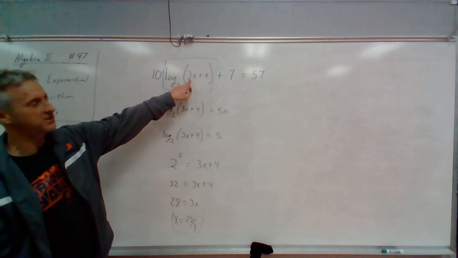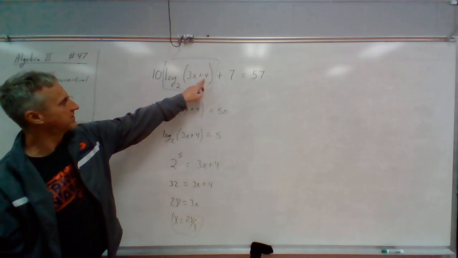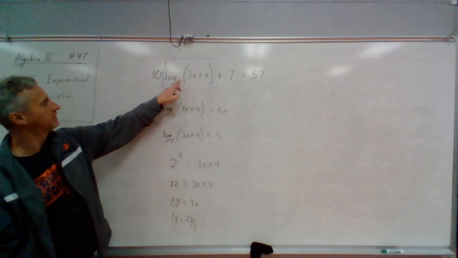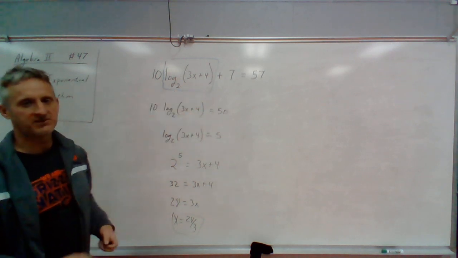28 over 3 times 3 is just 28. 28 plus 4 is 32. Log base 2 of 32 is 5. 10 times 5 is 50. 50 plus 7 is 57.